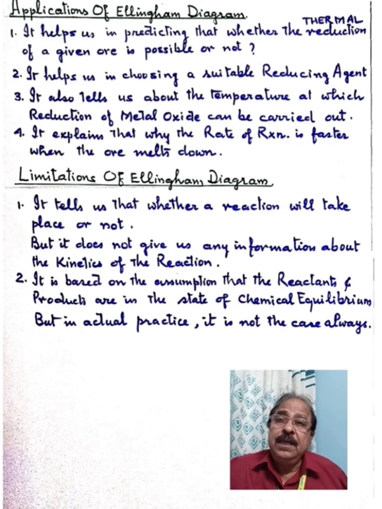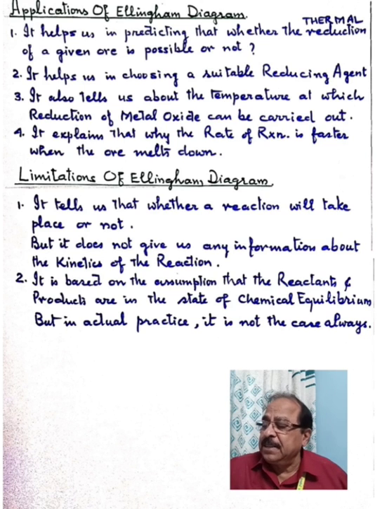Now, what are the limitations of Ellingham diagram? So the limitations are, Ellingham diagram only informs us whether the reduction of a given metal oxide will occur or will not occur. Okay, so it tells us whether a reaction will take place or not. It does not give us any idea about the kinetics of that reaction. That means whether the reaction will be fast, whether the reaction will be slow. Okay, so it does not tell us anything about the speed at which the reduction or reaction will take place.